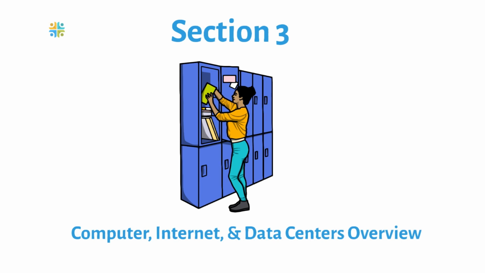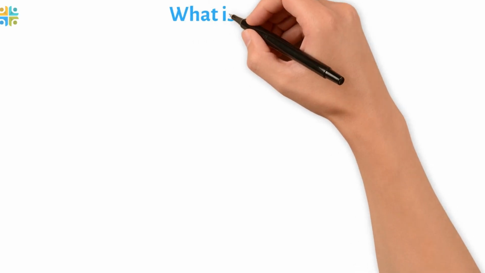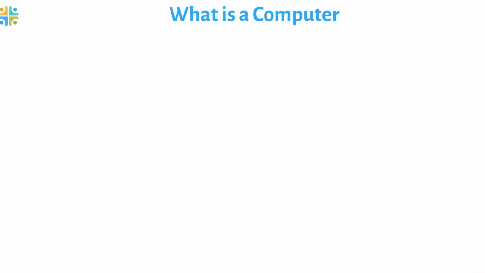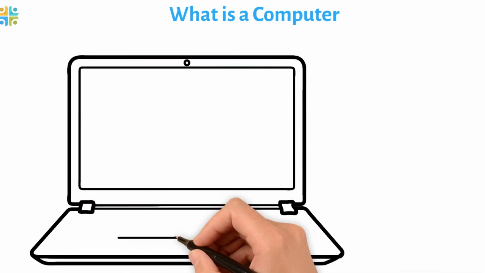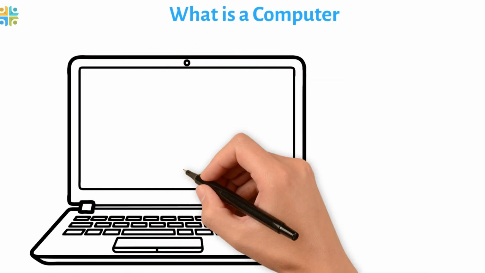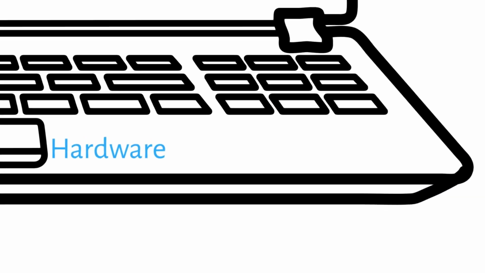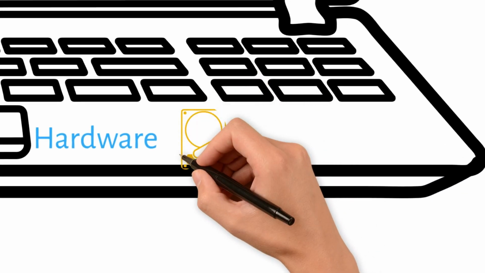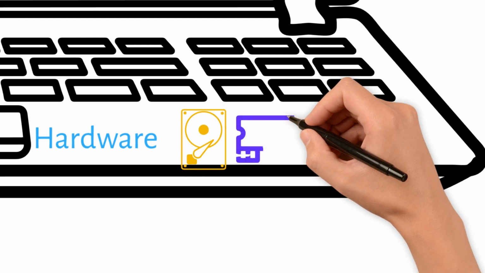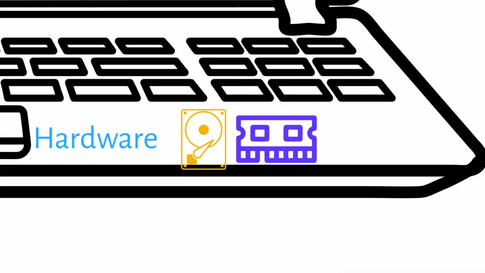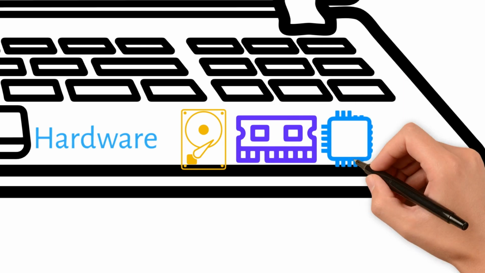In Section 3, we will review the basic components of a computer, internet, and data centers. At its basic level, a computer has hardware components and software components. There are a lot of hardware components, but the most important components for the cloud computing world are hard disk for storage, RAM for memory, CPU for compute, and the part of the motherboard that serves as the networking.